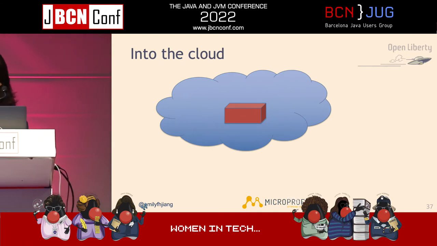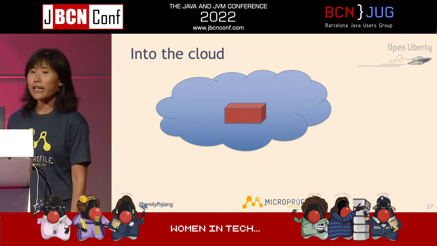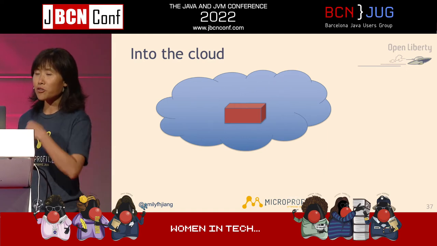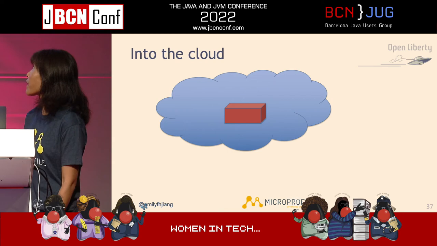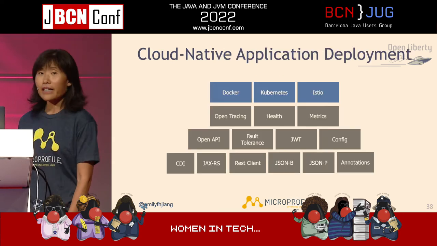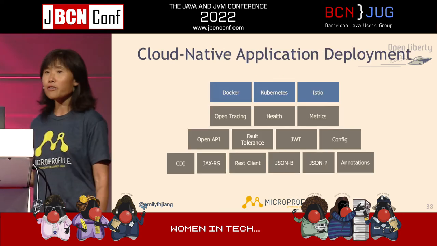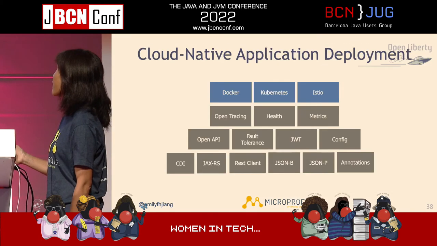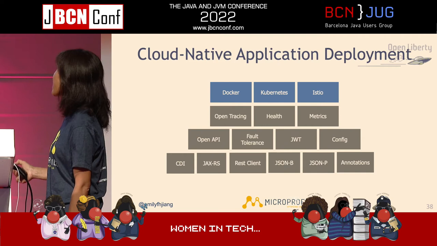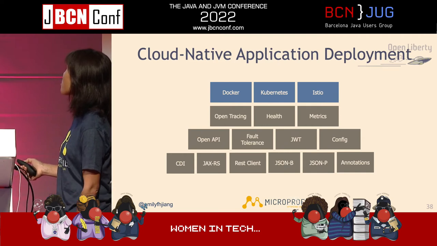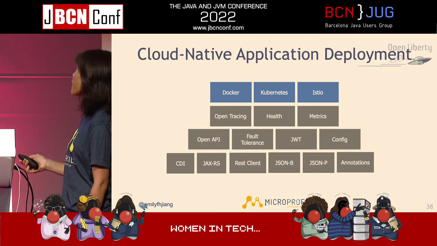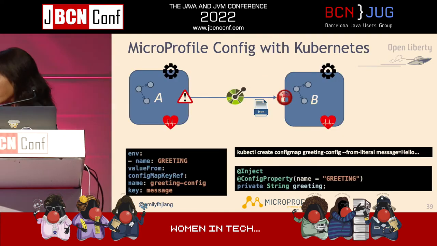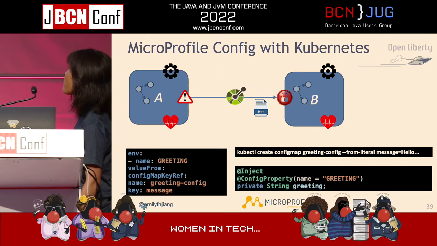Next, I just talk quickly about how you can package your application and deploy to the cloud. Again, no surprise, you can use either Podman or Docker to directly package it and then push it to Kubernetes, et cetera. In the next few slides, I talk about the interactions between MicroProfile and Kubernetes.